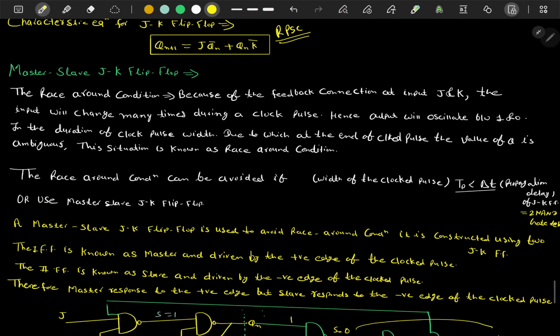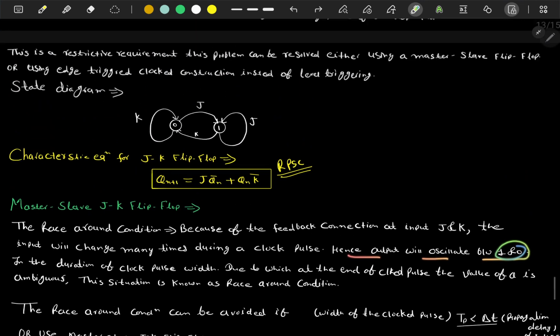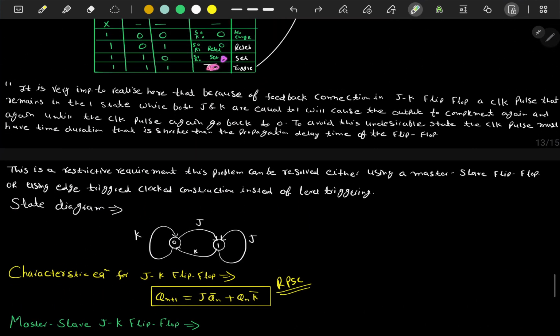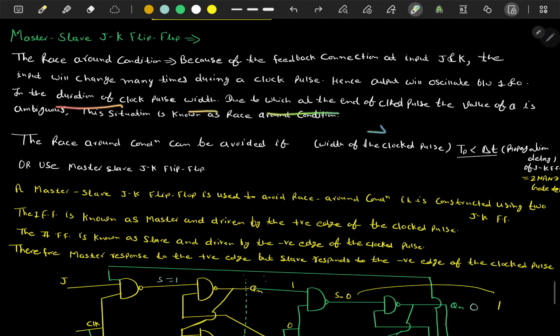Now we will use the master-slave flip-flop. First, the race around condition. What is the race around condition? Because of the feedback connection, the input at J and K will change many times during a clock pulse. Hence the output will oscillate between 1 and 0, toggling during the clock pulse width. Whenever the clock pulse is high, it will toggle and complement the original state, due to which at the end of the clock pulse the value of Q is ambiguous, which means uncertain. This is known as the race around condition.